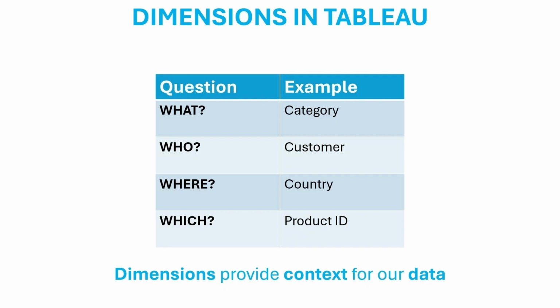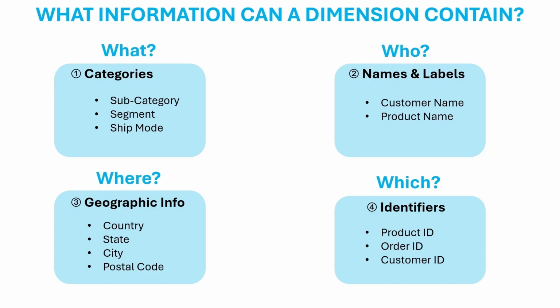They give us information that helps us understand the context of the data rather than simply telling us a numerical value. Let's look at the types of information dimensions can contain. One common type is categories. For example, there can be different categories in a data set like subcategory, segment, and ship mode.